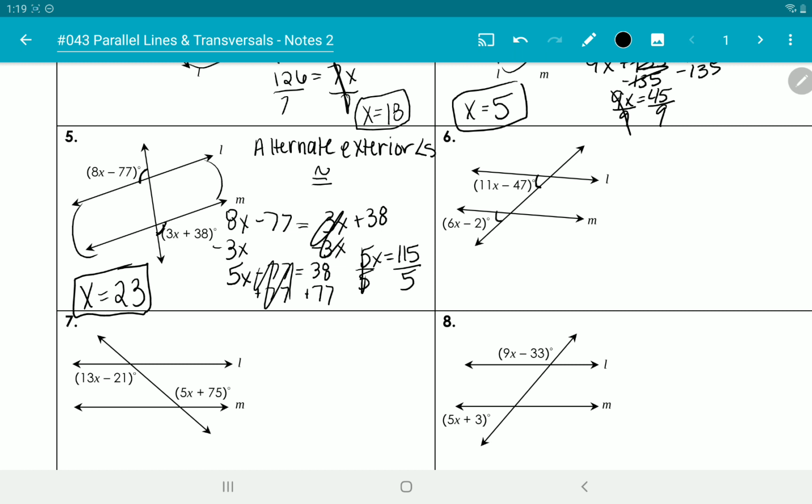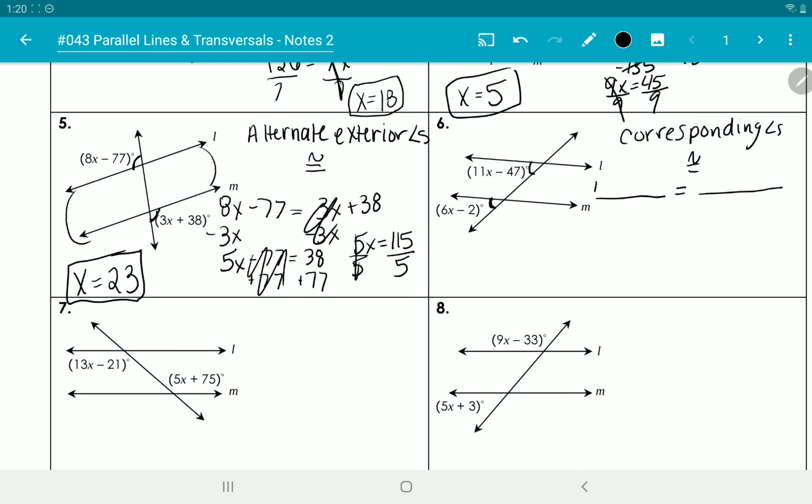Okay, so these ones, you can tell that one's on the inside of these parallel lines and one's on the outside, but they are on the same position. So this is in the left corner over here, this is in the left corner. Since they're in the same position, they're going to be corresponding angles. And corresponding angles are congruent to one another. So again, we're going to have blank equals blank, except I'm going to move it up so I have a little more room. So we have 11x minus 47 on this side, and then 6x minus 2.